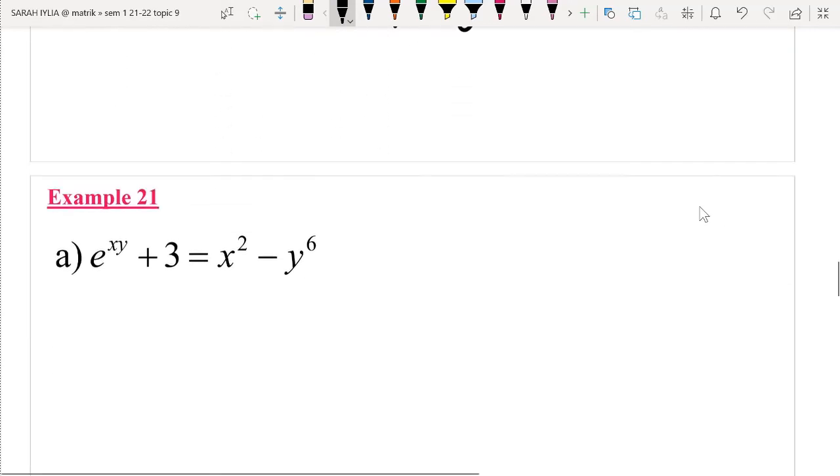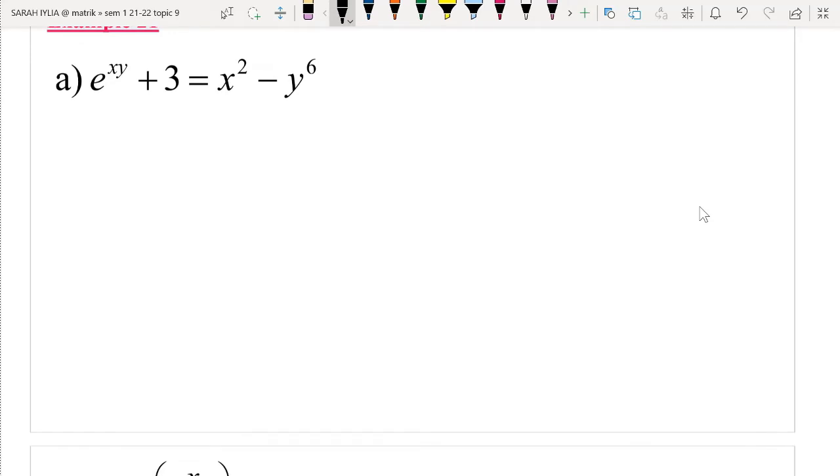Moving on. Upgrade sikit lah. Bila masuk ada exponent ke kan, ada ln ke, ada trigo ke, still under the subtopic of implicit differentiation. So first one, we have e to the power of xy plus 3 equal to x squared minus y to the power of 6. Okay, yang lain ni tak ada masalah nak differentiate. The first term itself, exponent to the power of xy. So remember, in order to differentiate exponent, kita recap semula in case ada yang terlupa. Our rule would be copy it back and then differentiate the power.